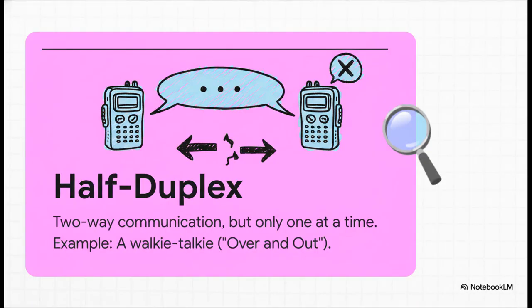Next is half duplex. Now, communication can go both ways, and this is the key, not at the same time. Think of a walkie-talkie. I talk, then I have to say over, and only then can you talk back. We can't both talk at once, one at a time.